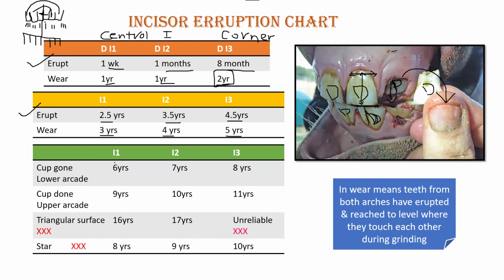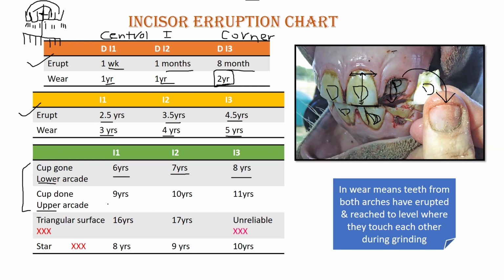So then we have this chart. What is this chart? This chart talks about some extra points or extra changes from which we can tell or estimate the age. So this is about the cup. In the previous lecture, we talked about what a cup is. If you don't know, you can go and watch that video. But we can see the cup in the lower dental arcade and the upper dental arcade of each incisor vanishes at a different age. So incisor 1, 6 years, incisor 2, 7 years, incisor 3, 8 years.